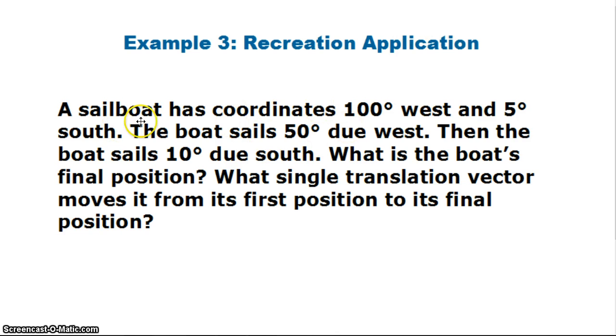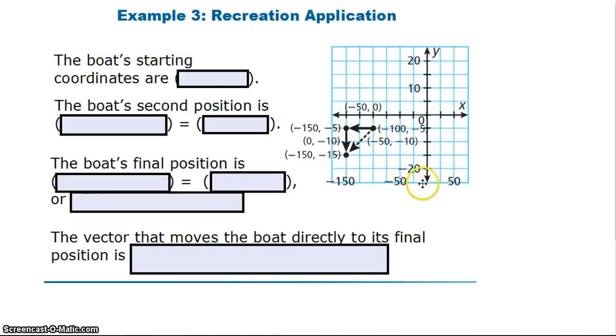So if a sailboat has these original coordinates, 100 degrees west and 5 degrees south, we could plot that on a coordinate plane, and west would be, as we look at a compass, to the left, right? And south would be negative, down, right? So we could start at 0, 0 on a coordinate plane, and the beginning coordinates were -100, right? And each of these units represents 25, right? So -100 and -5. In the vertical direction, each unit represents 5, 25 in the horizontal.